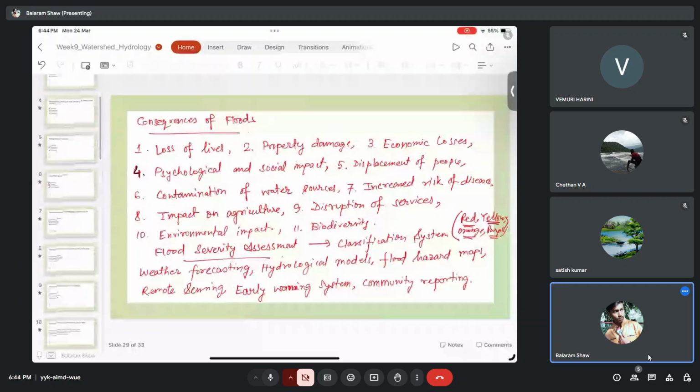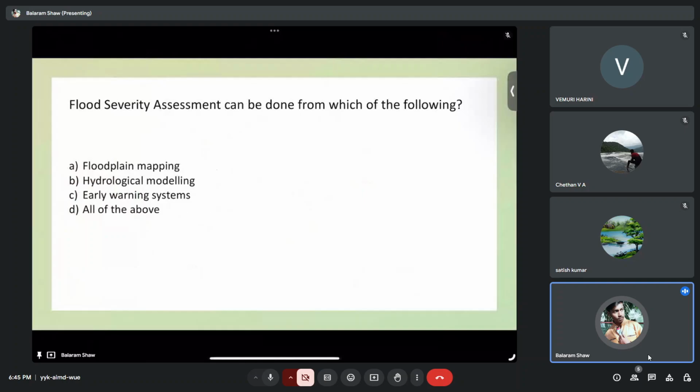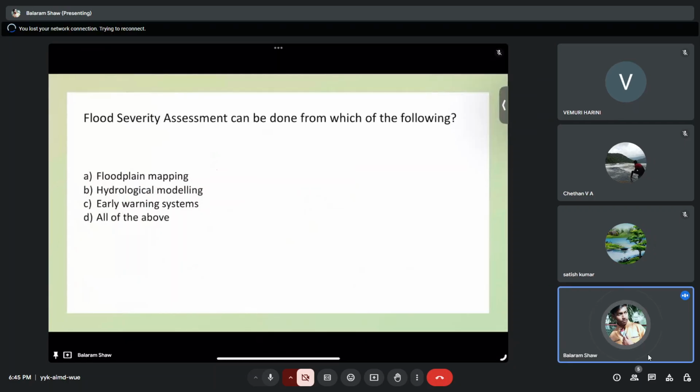Yeah, so we were done with that. The next question is, flood severity assessment can be done from which of the following? Anyone? Just now we discussed that for the assessment we do to understand flood severity, we need to know how to map the flood plains. Then we need to do hydrological modeling, or mostly we do.